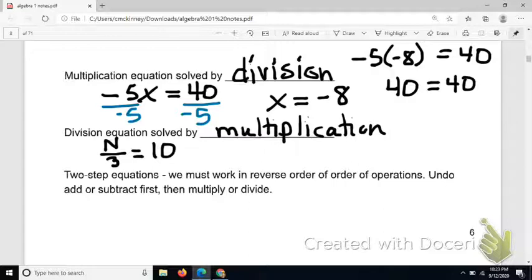So to get rid of this 3, to undo the division, I need to multiply. And whatever I do to one side of the equation, I have to do to the other. On the left side, the 3 that you're multiplying by just gets rid of this 3, because remember, 3 over 3 is 1. 3 divided by 3 is just 1. So this is now just 1n. And then 10 times 3 is 30.